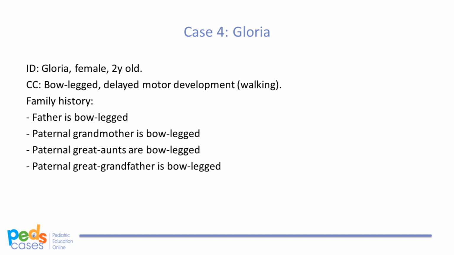Last, you're seeing a 2-year-old girl, Gloria, in clinic due to her parents' concern that she appears bow-legged. She started walking somewhat late at 18 months, as she seemed reluctant to stand up and bear weight. Now that she has been walking, her legs have become increasingly bowed. On family history, you find that bowed legs run in the family. Gloria's father is bow-legged, as is his mother. He recalls that his mother, Gloria's paternal grandmother, mentioned that her father and all of her sisters were bow-legged as well. You draw out the following pedigree.